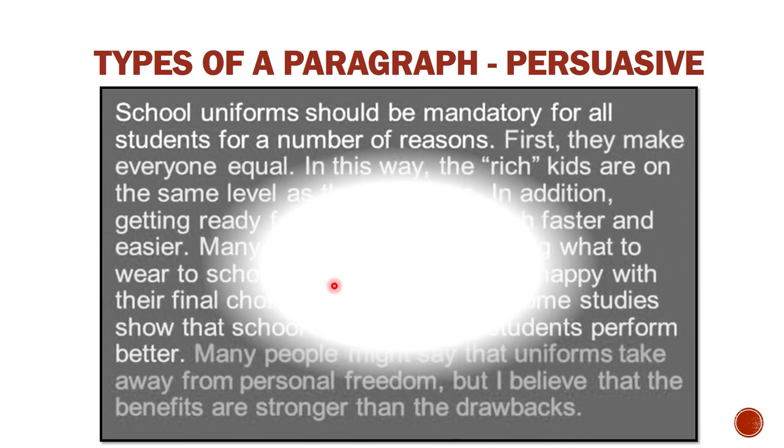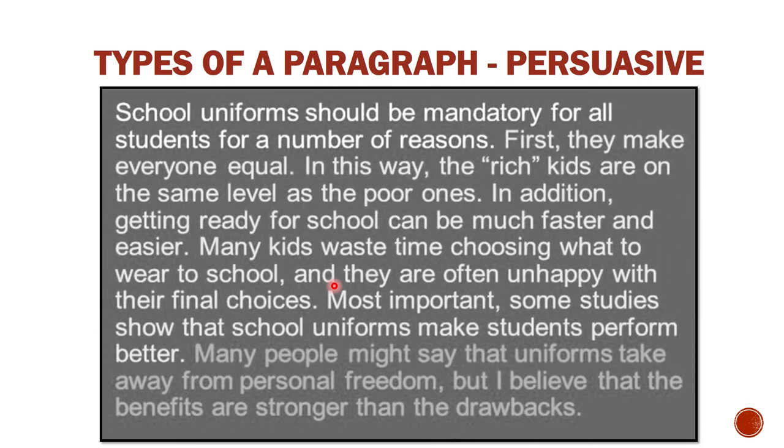Another paragraph I have put over here, which is probably of your interest, says that school uniforms should be mandatory for all students for a number of reasons. Now, this is the main idea, and the rest of it is going to be the supporting details. This is how the writer tries to convince the readers that school uniform should be compulsory for all students. And then he gives reasons, and then he gets to the conclusion that many people might say that uniforms take away from personal freedom, but I believe, it's a personal opinion, that the benefits are stronger than the drawbacks.